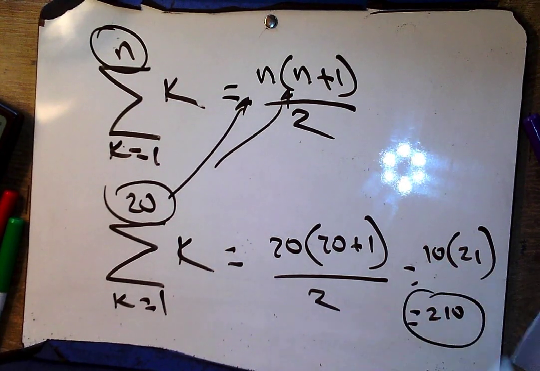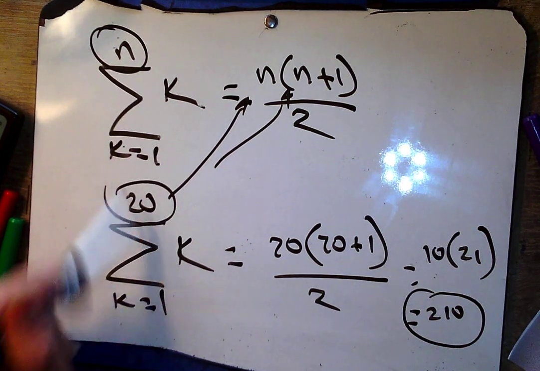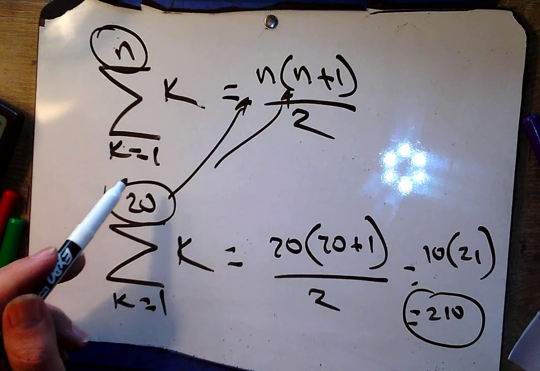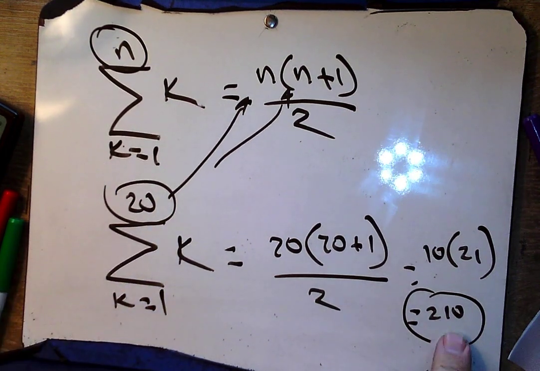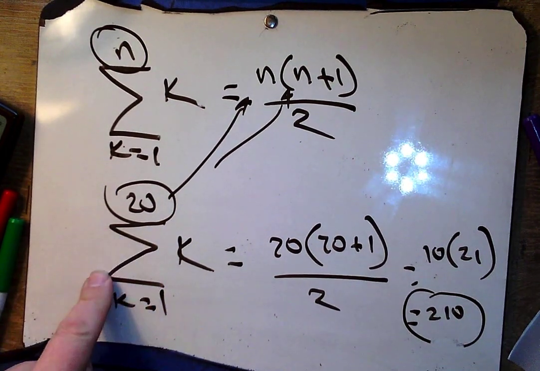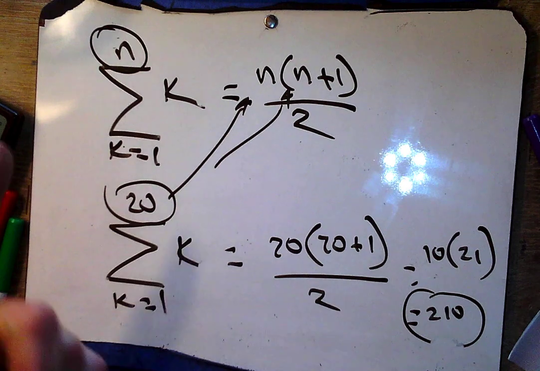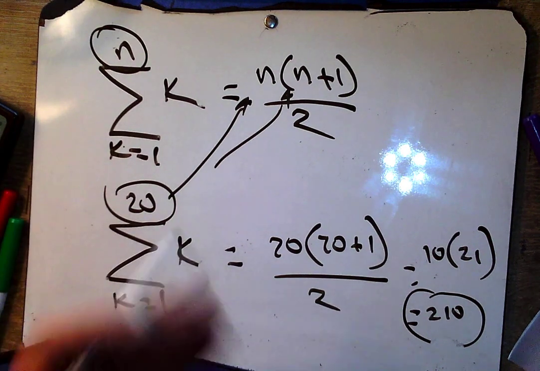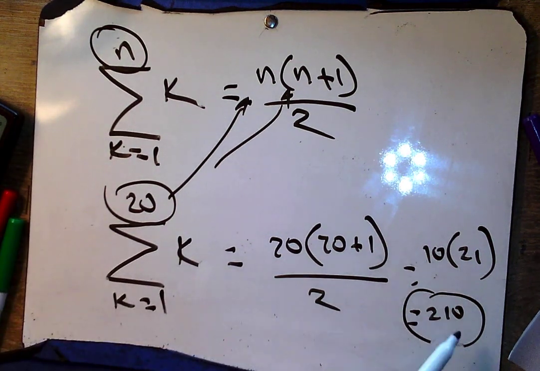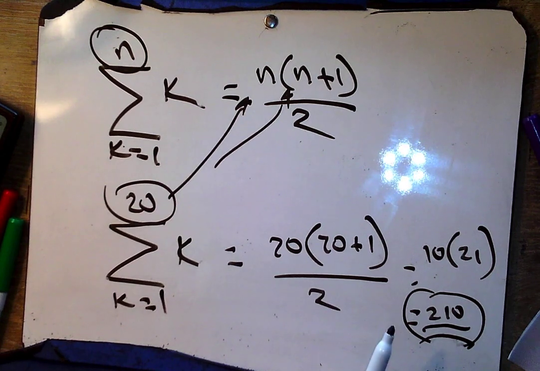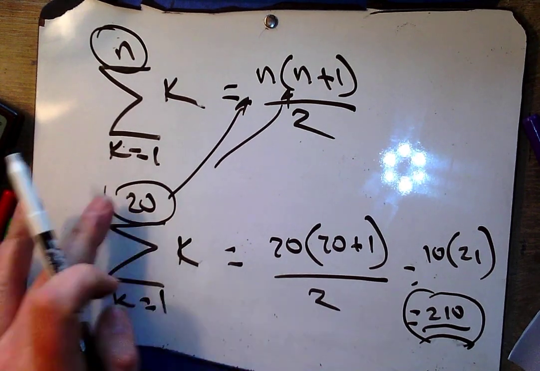And I tell you, that's a whole lot faster than taking the numbers 1 to 20 and adding them all up. That's what that represents. It's the sum of the numbers from 1 to 20, because this is the counting thing. This is k equals 1, k equals 2, k equals 3, k equals 4, and just adding them all up. And this is perhaps a little faster. Nice.